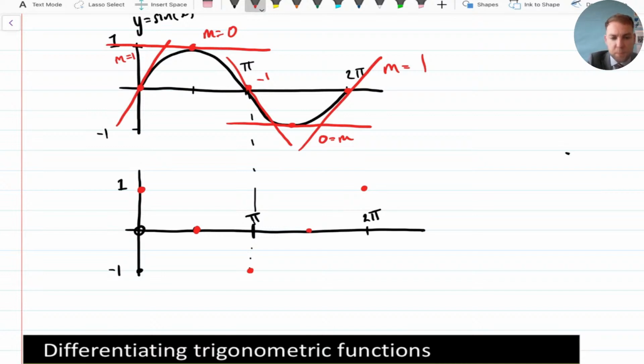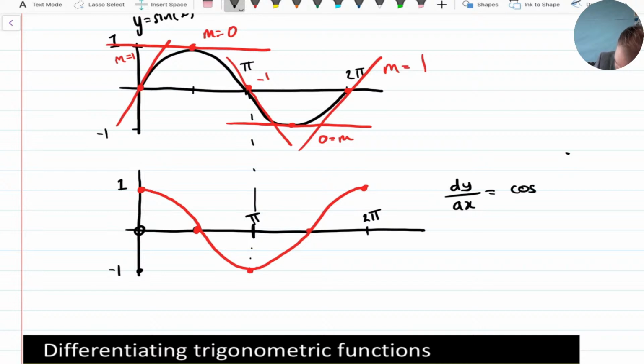So what do we spot about this? Why have I done this? What is the gradient function? If I plot all the gradients of sine, what do I get? What graph is this? It's the cos graph. Yeah, that's exactly what it is. This here is my sine graph on the top. And if I plot this, dy by dx, which is my gradient function, this here is my cos graph. So this here is cos of x.